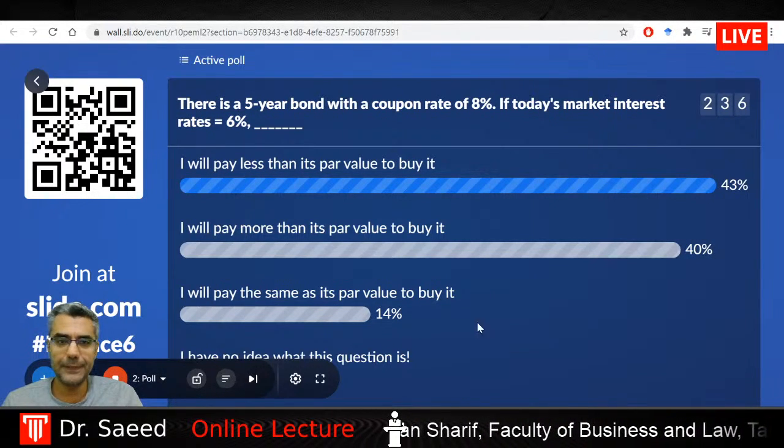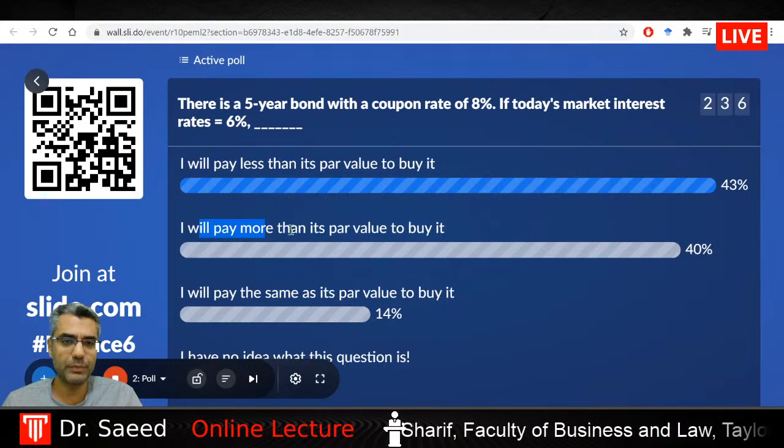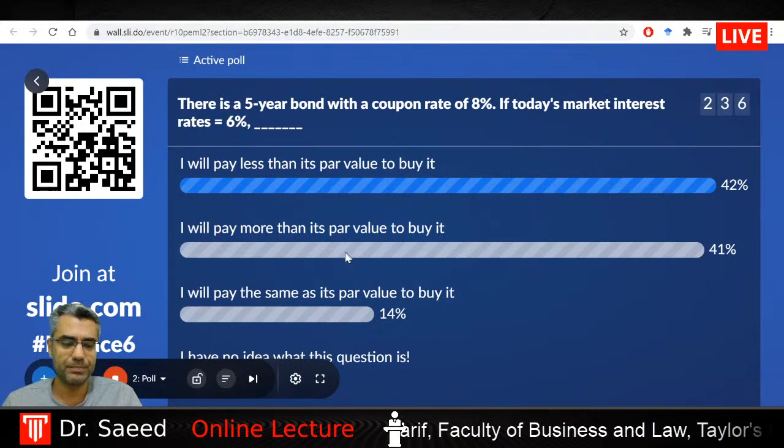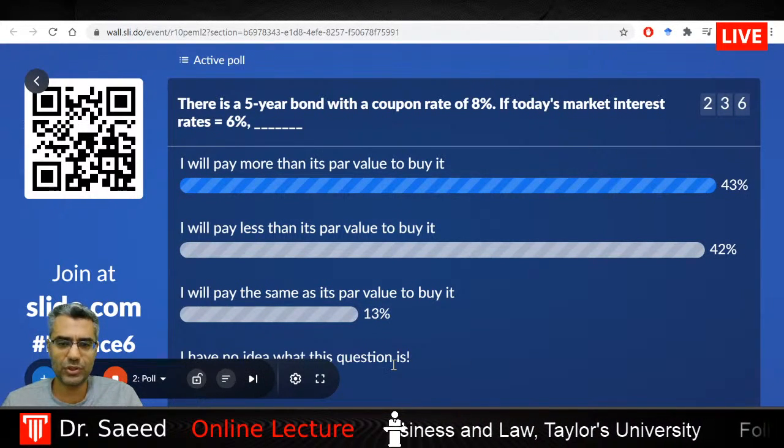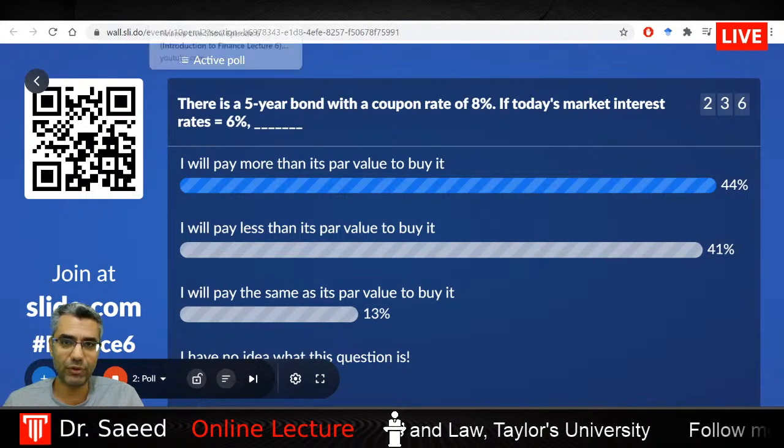Okay, so you will pay more. This is called premium bonds. It means the price is higher than par value because they pay you higher than the market. Okay, so this was just to check whether you are answering, whether you are listening, whether you are following.